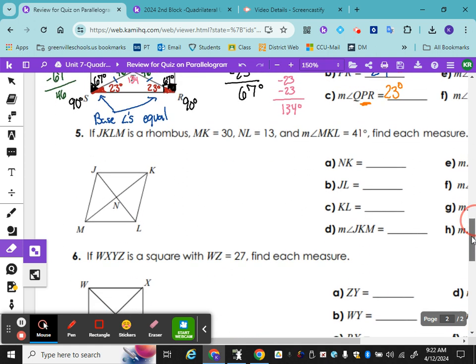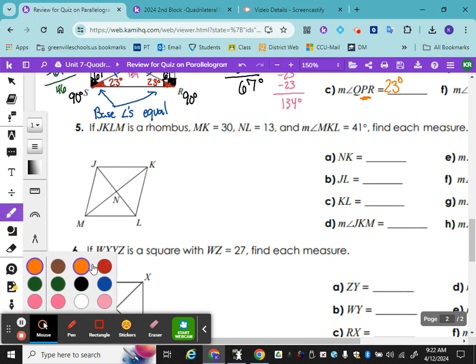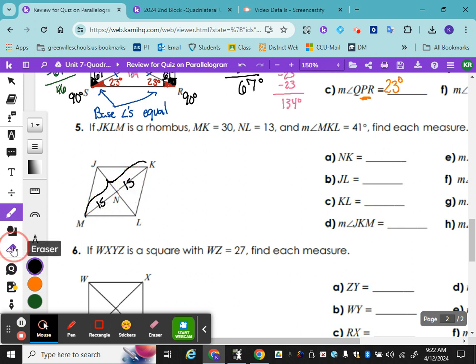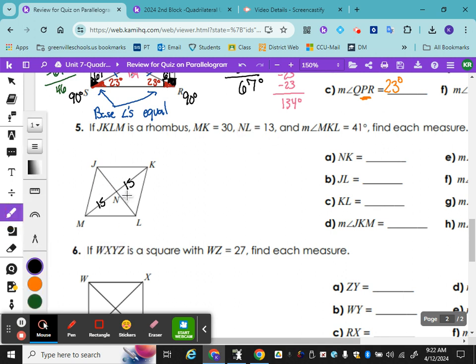All right. Next one, a rhombus. We'll do sides first and then we'll do angles. So on the sides, MK is 30. I don't like to put 30 here because then I have to do this whole thing's 30. I don't like that. So I go ahead and split it up, 15 and 15. This is not a rectangle. These are not 15s as well. Actually, they're 13s written right here, 13, 13.